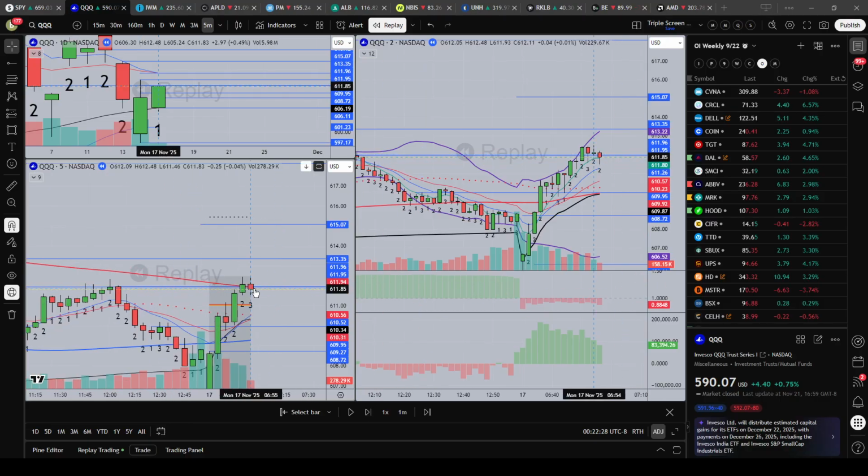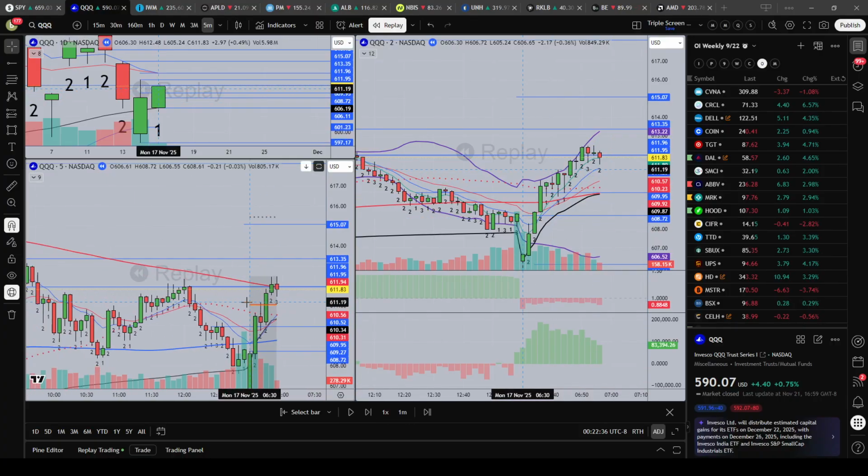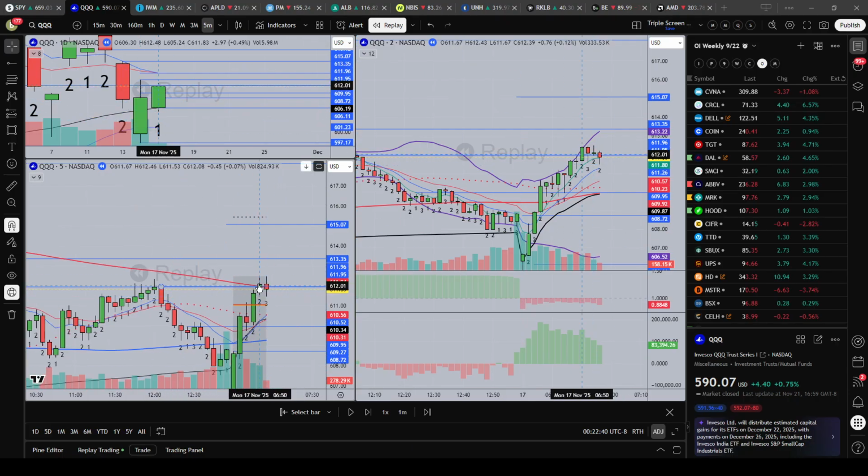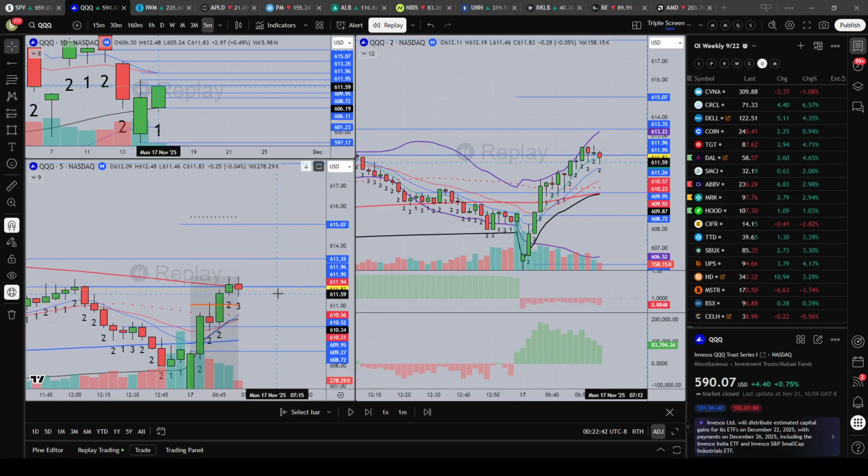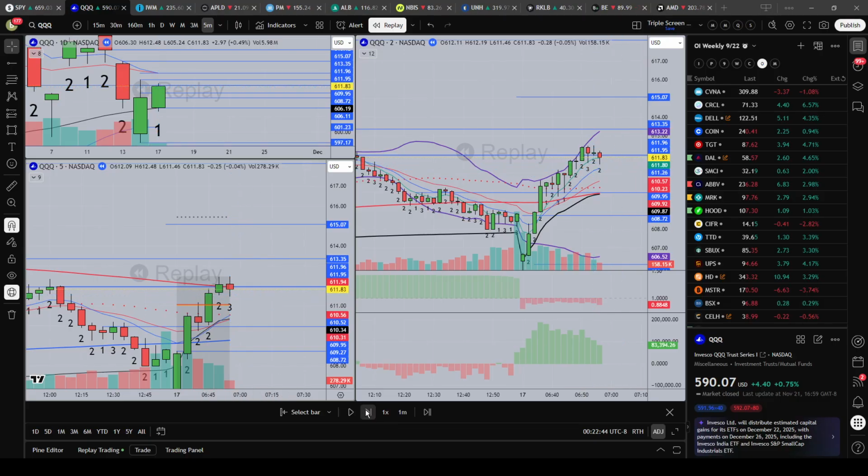So I have a 3 now. This is getting a little bit more worrisome. If I get a 3-2 down, that's going to be my out for the whole entire position, especially because we're just in a 1 bar, right? And we just hit this red moving average area. 3-2 down, I'm out.